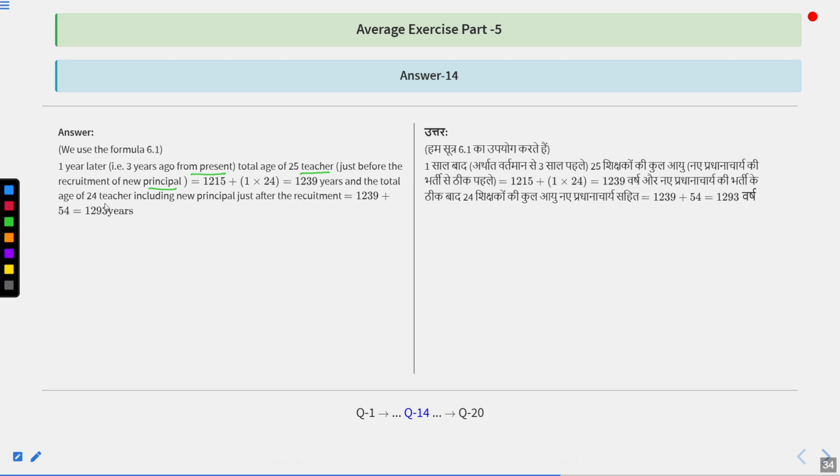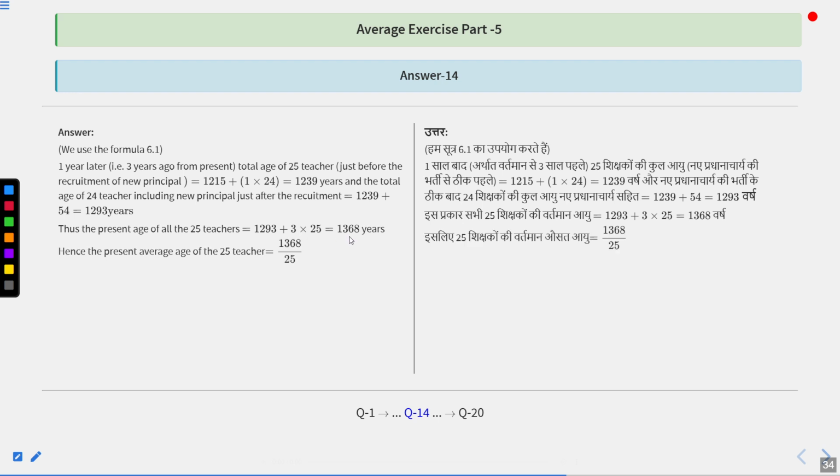And the total age of 24 teachers including the new principal just after the recruitment becomes 1239 plus 54, so it will total 1293. Thus the present age of all 25 teachers will be 1293 plus 3 into 25, which becomes 1368.